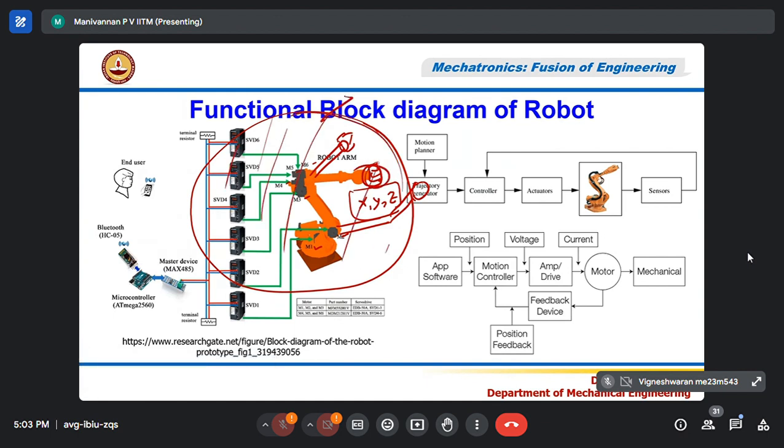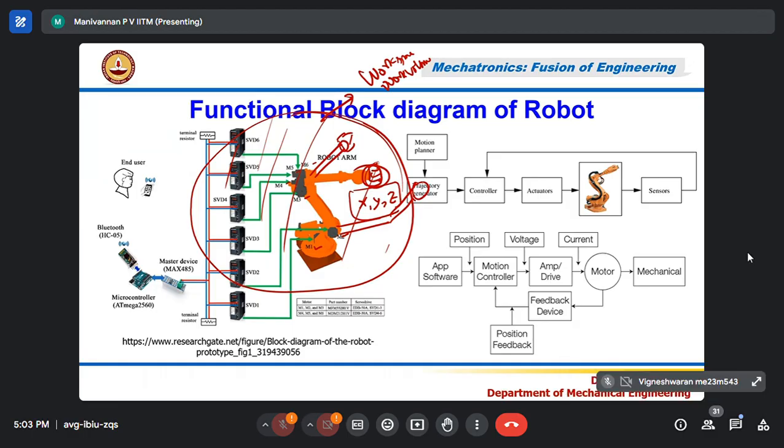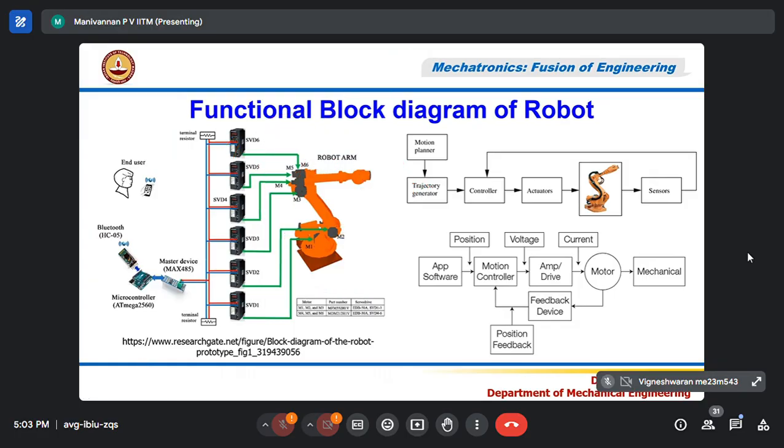This is called a workspace or work volume. If it is a 3-dimensional space, it is called work volume. If it is a planar robot, it is called work area. Correct? That means it can move in X and Y, but in the Z direction it cannot move. So depending upon that you can do it. Already I told you how it works.